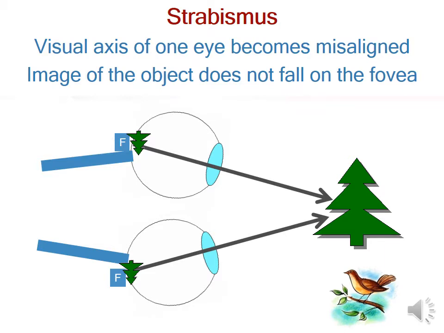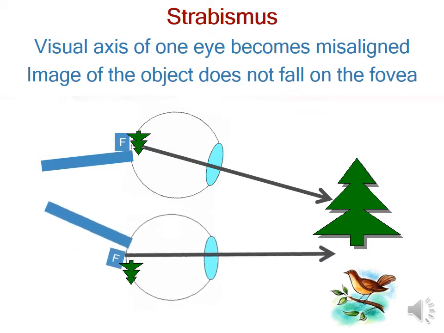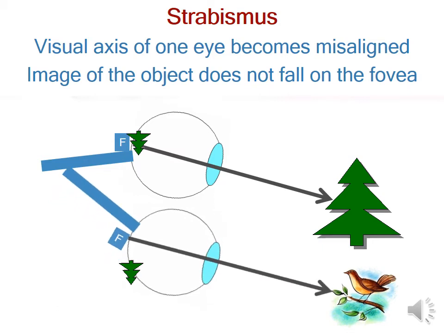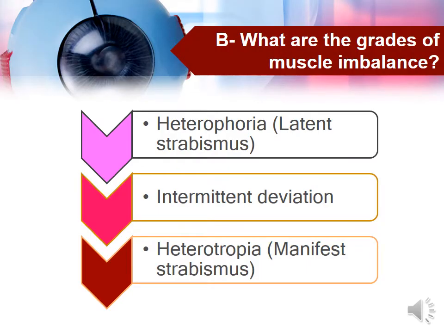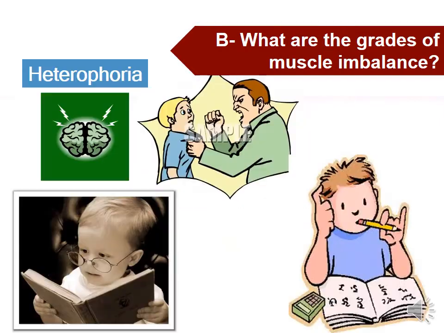If the visual axis of one eye becomes misaligned so that the image of the object of regard does not fall on the fovea, this is defined as strabismus. There are simply three grades of muscle imbalance: heterophoria or latent strabismus, intermittent deviation, and heterotropia or manifest strabismus. Heterophoria or latent strabismus is the most subtle grade of muscle imbalance. Many of us, especially myopes, have a small degree of heterophoria.